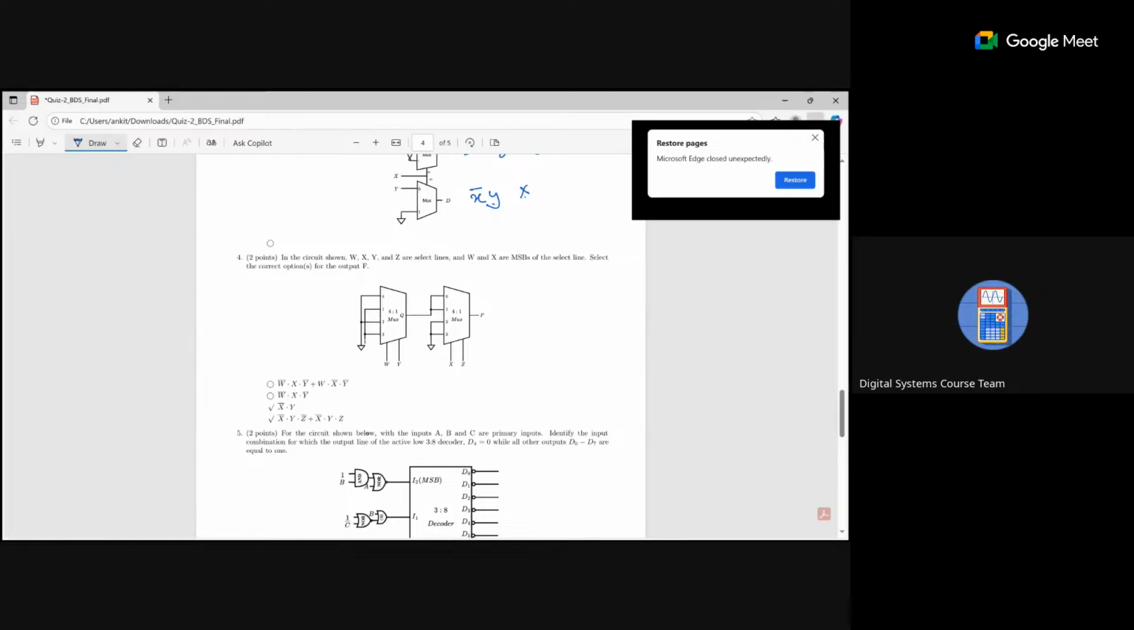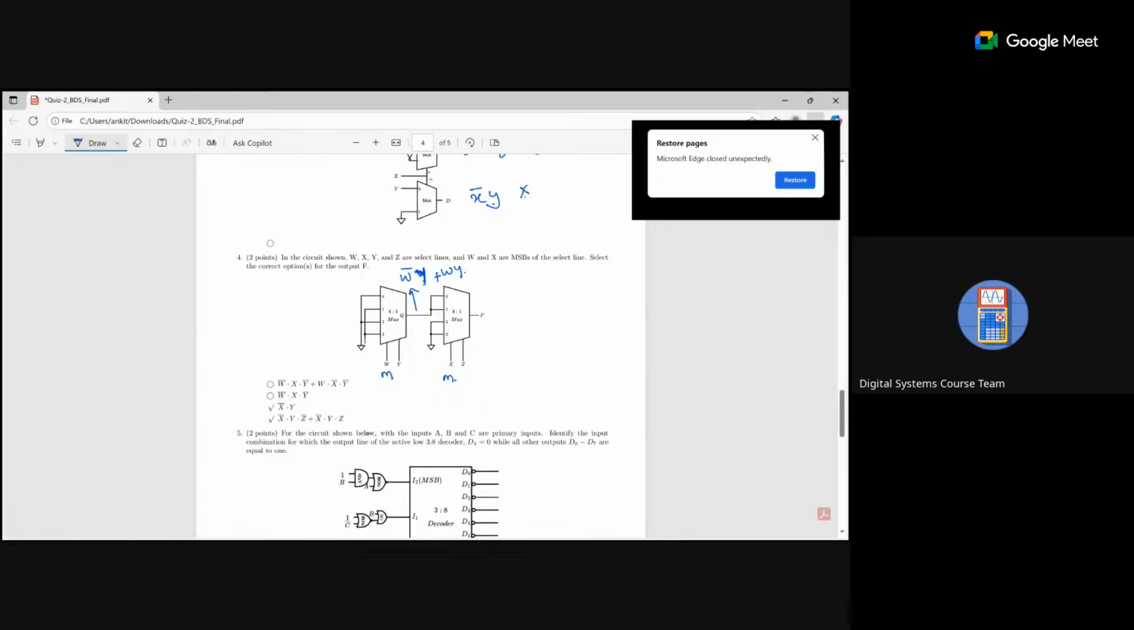Now this question. In the circuit shown below, W, X, Y, Z are select lines, W and X are the MSBs. So this is MSB, MSB. 0 and 2 are connected with ground, 1 and 3 will be connected with 1. So at this point, what is the equation? 1, that means W bar Y, and 3, that means WY. Now this will go into these two points, and these two will be the ground.